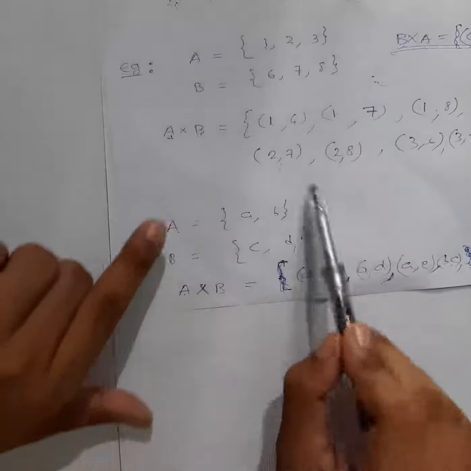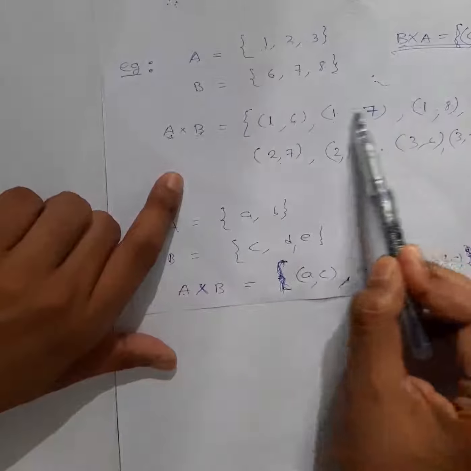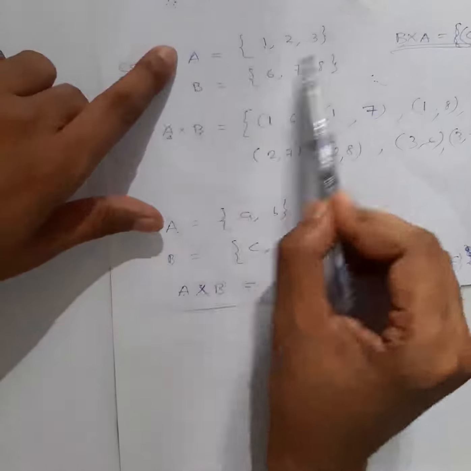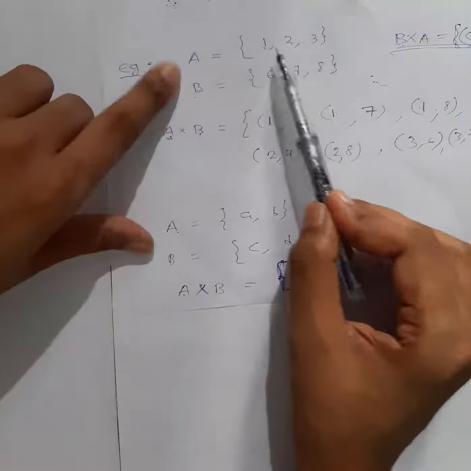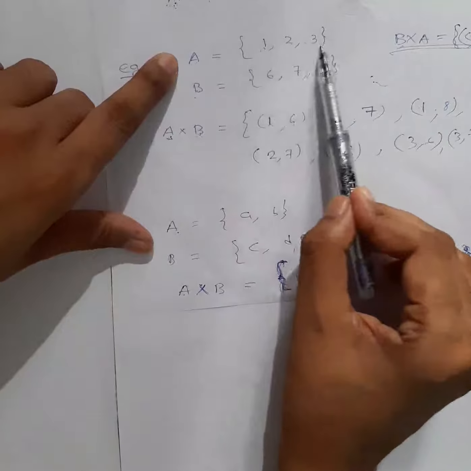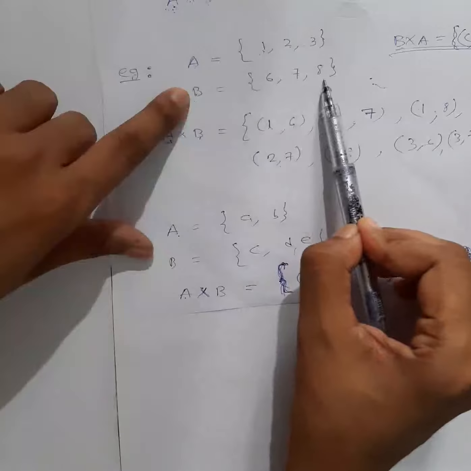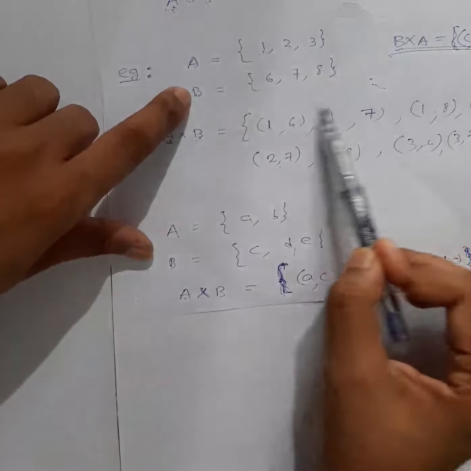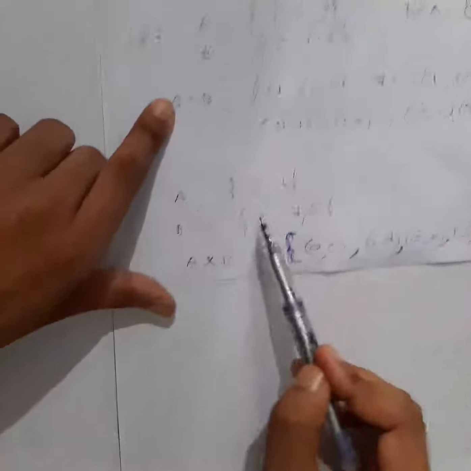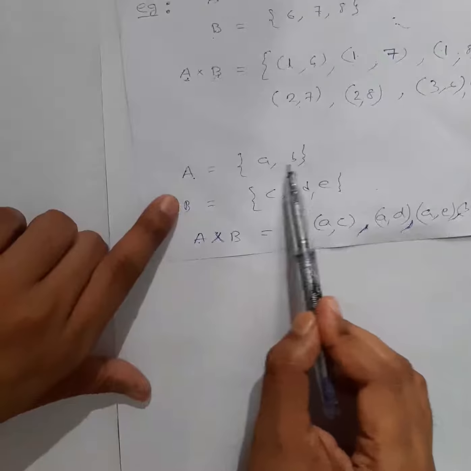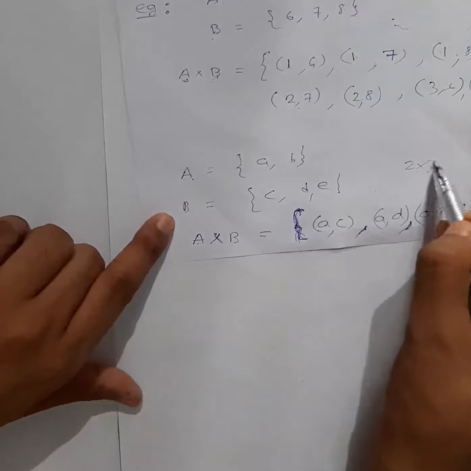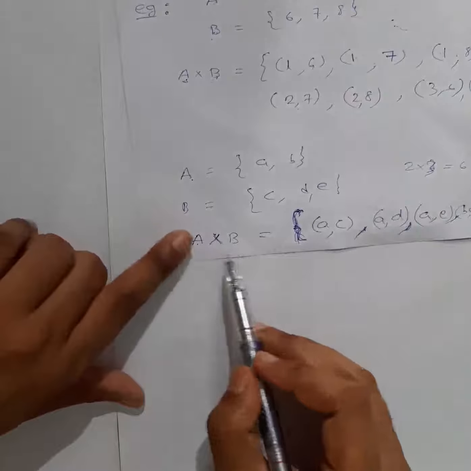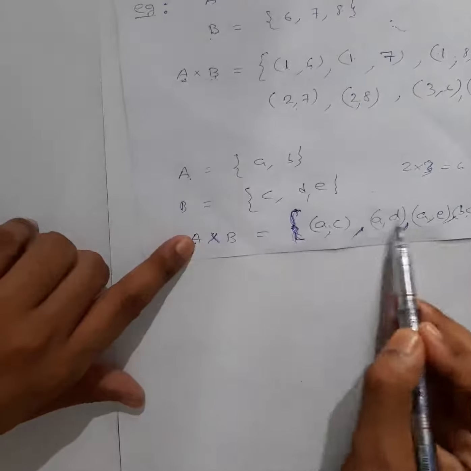Now the question is, you see here there are 9 elements, and here how many elements are there? 3. Here 3. 3 into 3 is 9, right? The number of elements in A times the number of elements in B will give you the number of elements in the Cartesian product. You can check here also. How many elements do you have here? 2. Here 3. So 2 into 3 is 6. So you can see how many elements are there? Exactly 6 elements.